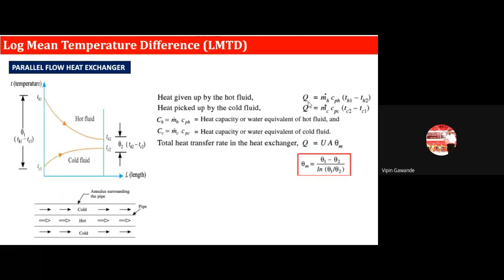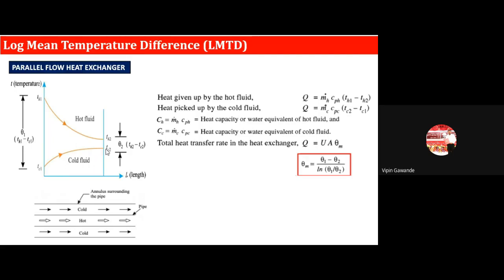Whenever you are calculating Q, you have to take the temperature difference Th1 minus Th2, or you have to take Tc2 minus Tc1. So you have to be very careful while calculating the value of Q and while calculating the value of theta m. When we calculate theta m, it is theta 1 minus theta 2, where theta 1 means Th1 minus Tc1 on the left hand side. And while calculating Q, the temperature difference is Th1 minus Th2 and Tc2 minus Tc1.